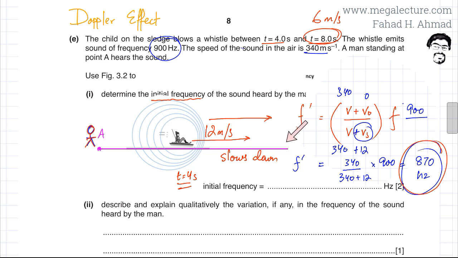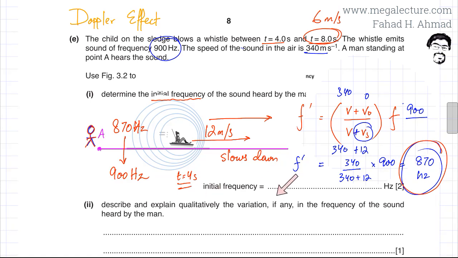The Doppler effect would be lesser and lesser. Eventually the frequency of the sound would come back to the original frequency. So initially if it's moving very fast, you're hearing a low frequency. The observer is hearing 870 hertz. But if the speed of the sledge is becoming lesser and lesser, and the sledge gradually stops, the frequency would come back to 900 hertz and the Doppler effect would finish.